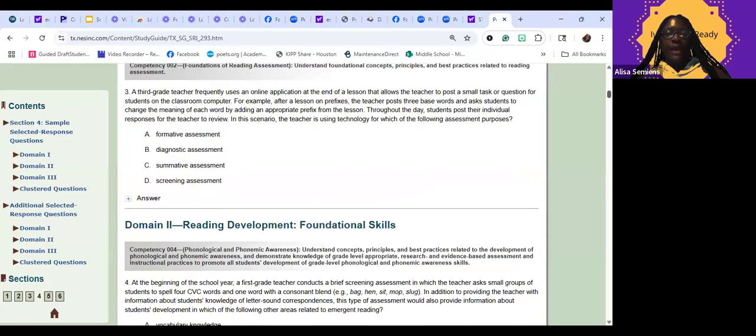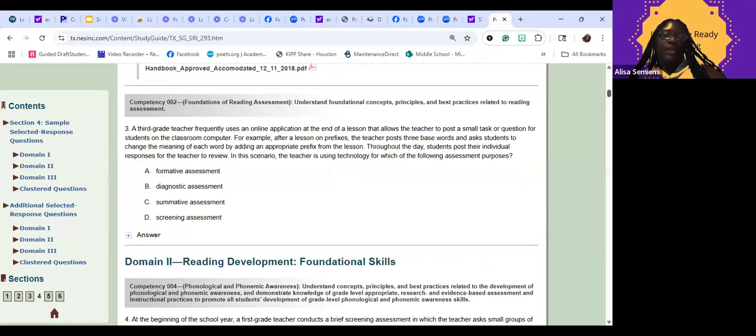All right, so let's look at number 2, competency 2. And this is foundations of reading assessment. And so a formative assessment is basically, I would say, more of an exit ticket, right? You're trying to see what students understand, so you know if you need to reteach the information for the next day. A diagnostic assessment is to assess what students know before you begin teaching them. Summative is the sum of everything that students know.